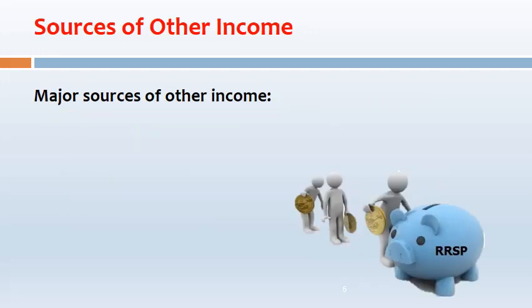Now that we know what other income isn't, let's talk specifically about what it is. There are a number of possible different sources of other income. I'll talk about the major ones here.